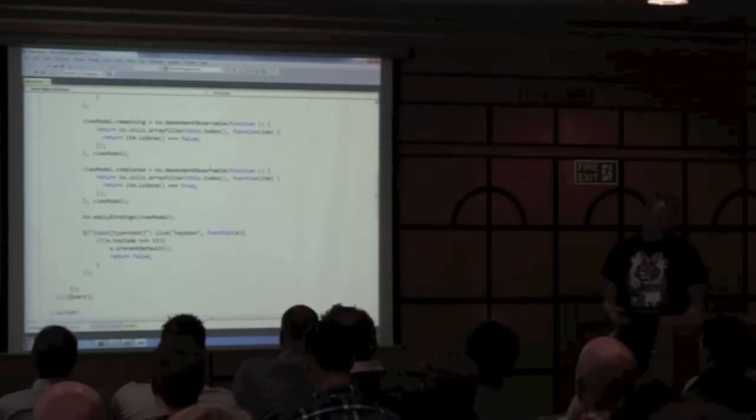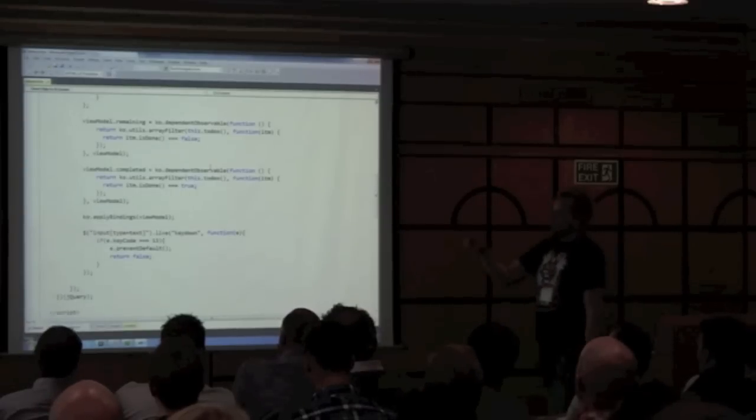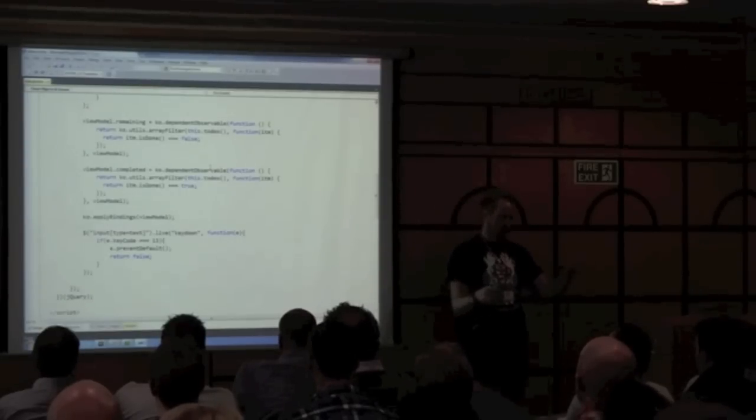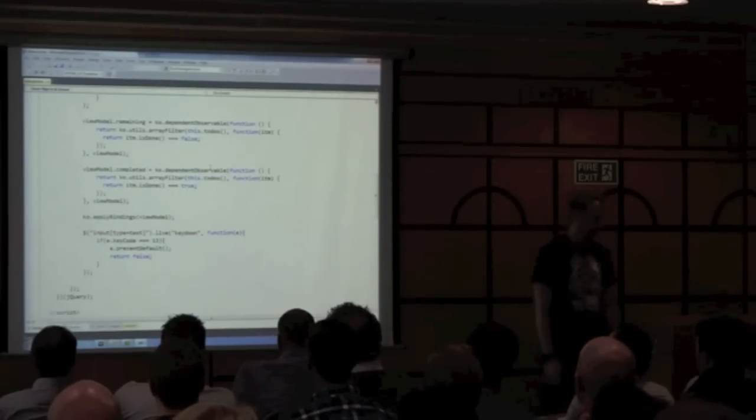So that's essentially the model. We trigger at the end ko.applyBindings viewModel. So we just tell it to apply all the bindings. We'll get down to the HTML bindings just below.